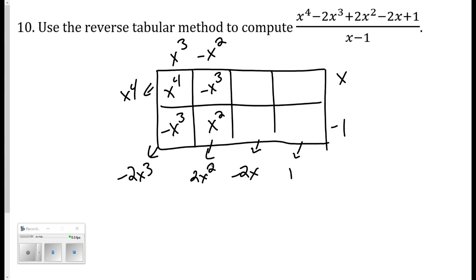I need a 2x squared and I only have 1x squared, so I need another one. What times x gives me x squared? Plus x. X times negative 1 is negative x. I want minus 2x, so there's going to be another negative x there. What times x gives me negative x? Negative 1. Negative 1 times 1 is 1, as I desire. So the quotient is x cubed minus x squared plus x minus 1. That's lesson 3.